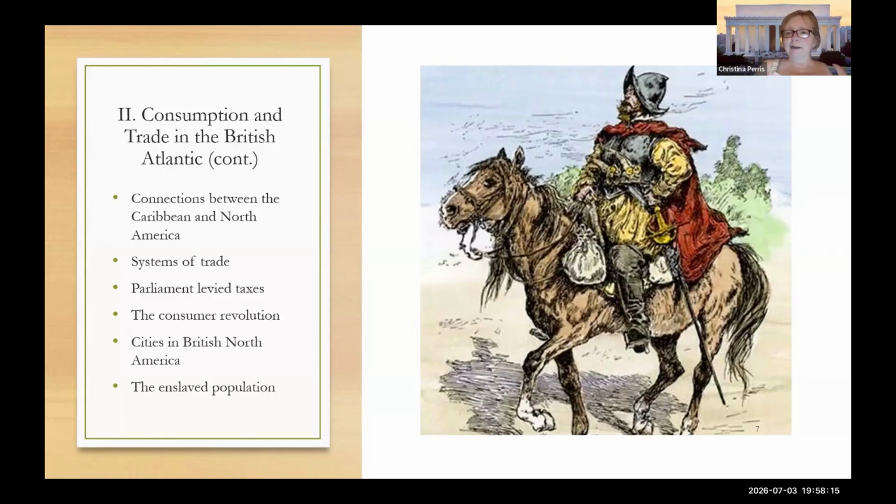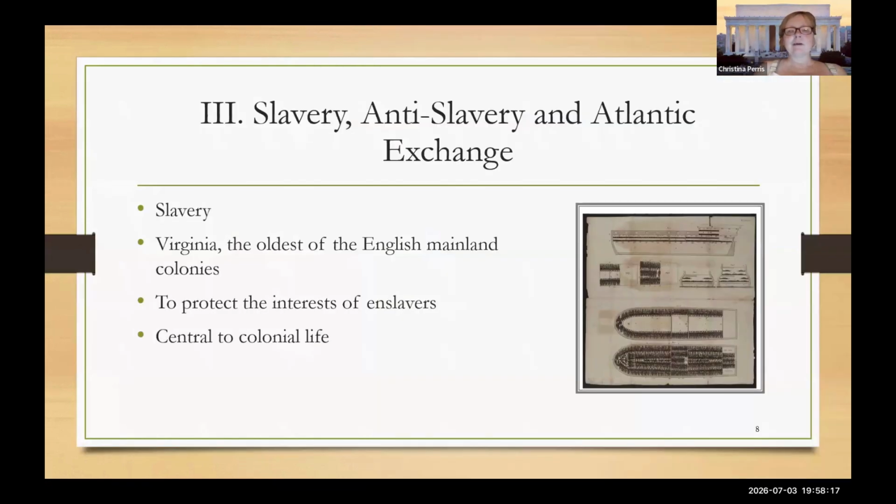So we ultimately get to slide 8, and it takes us to the next section: slavery, anti-slavery, and Atlantic exchange. Now, where is really the movement towards the idea of against slavery? Where does this originate? Does it originate later on after the Revolution? Where does it begin? Well, slavery was a transatlantic institution, but it developed distinct characteristics in British North America.